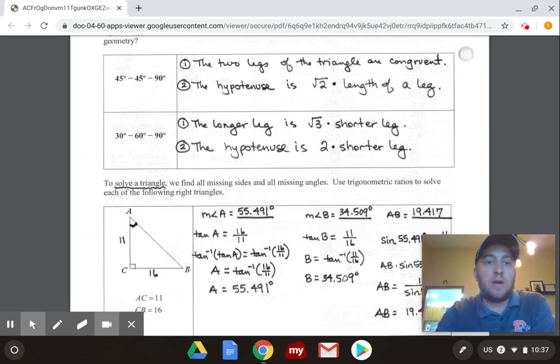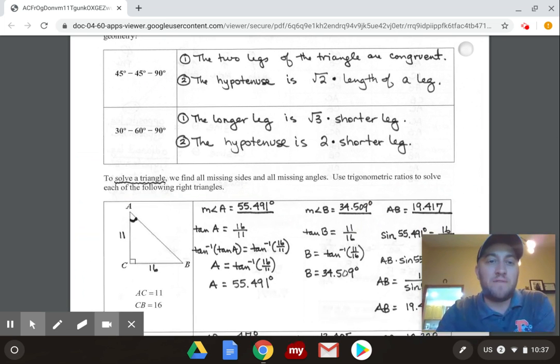If I know that I'm working with a 45-45-90 right triangle, there are two things that are really important. Number one, the two legs of the triangle are congruent. The angle measures across from them are equal to each other. They're both 45, so the side lengths across from them are going to be equal to each other as well. And the other one is that the hypotenuse is whatever the length of one of your legs is multiplied by the square root of 2.